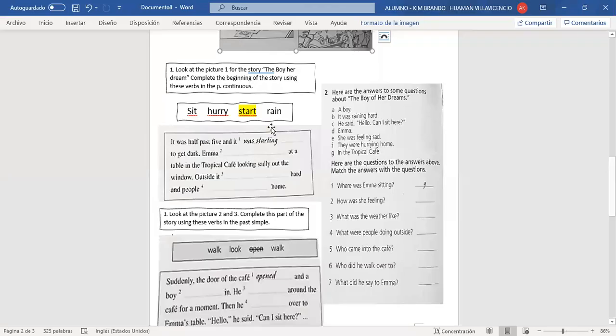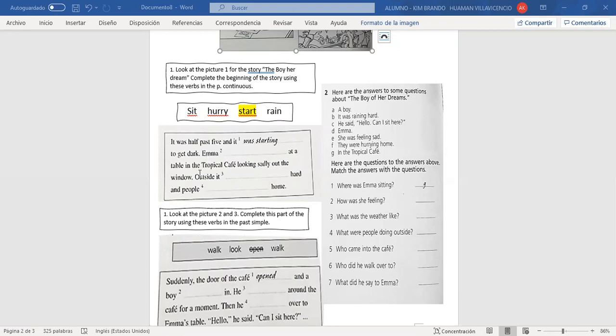Muy bien, chicos, continuamos entonces aquí. Estábamos justo para poder realizar el number one, ¿no? Vamos a completar entonces with the past continuous. It was 5:30 and it was starting to get dark.